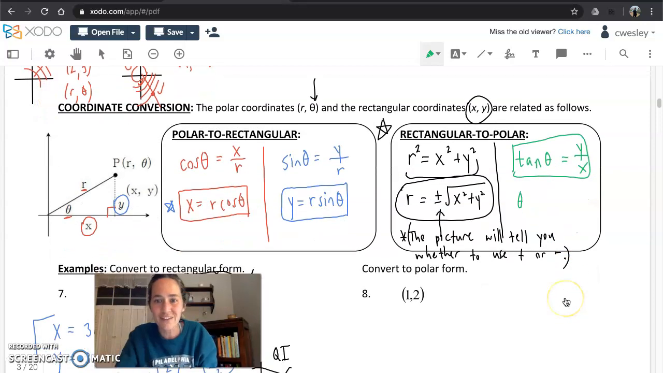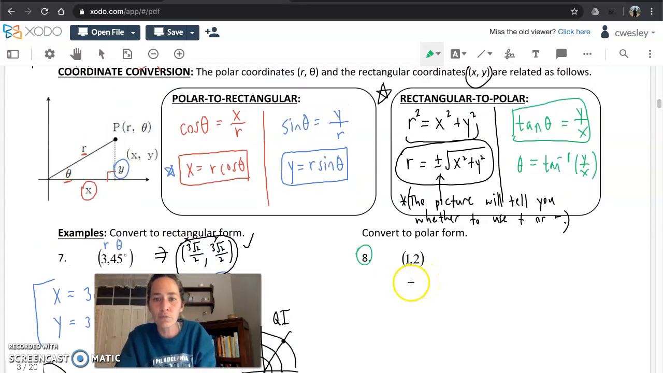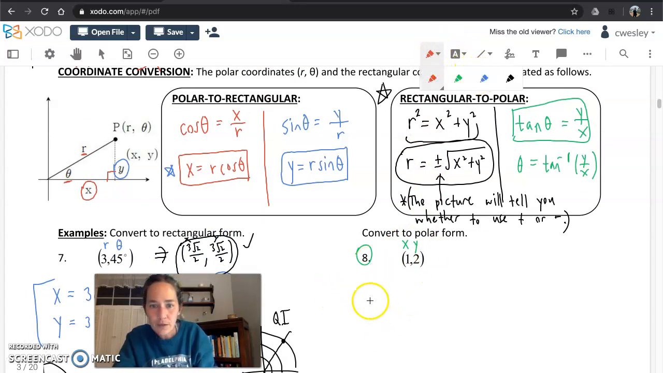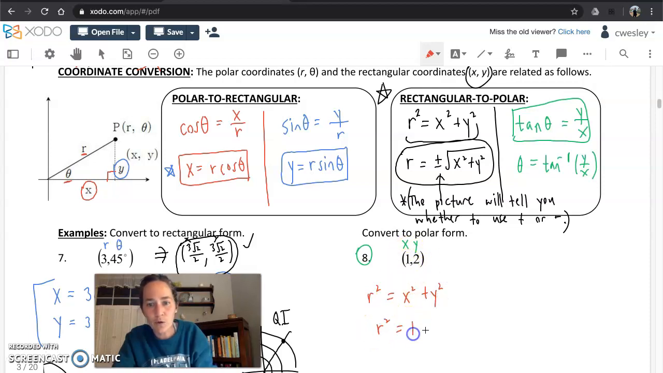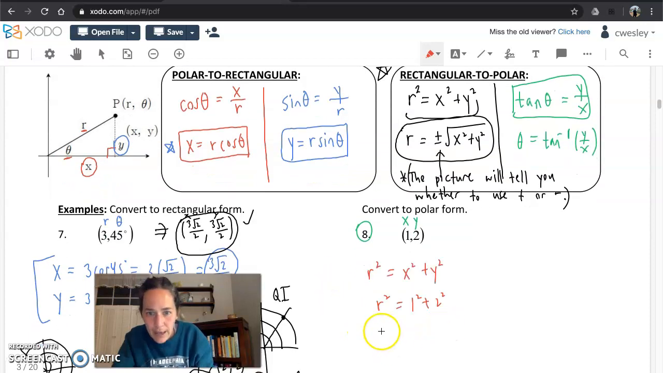Okay, now the fun part, let's get to converting. We have the first example here, number 8, which says convert to polar form. We have an x and a y, we need an r and a theta, and let's say we want to get r first. So r squared equals x squared plus y squared. We can think Pythagorean Theorem, and we'll square both of those. r squared is 1 squared plus 2 squared. And let's do the math here. r squared equals 1 plus 4. It equals 5. r in this context could either be positive or negative square root of 5.